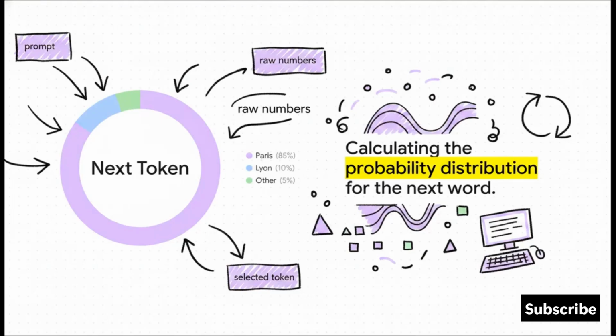At the very end of this decode loop, the model spits out raw numbers called logits. These are mathematically transformed into a probability distribution. If your prompt is, "The capital of France is," the model doesn't just know the answer. It calculates that Paris has an 85% probability of being the next word, Lyon is 10%, and others make up 5%. Based on your settings, it picks a token, prints it to your screen, feeds it back into the start of the loop, and the whole process repeats until the thought is complete.